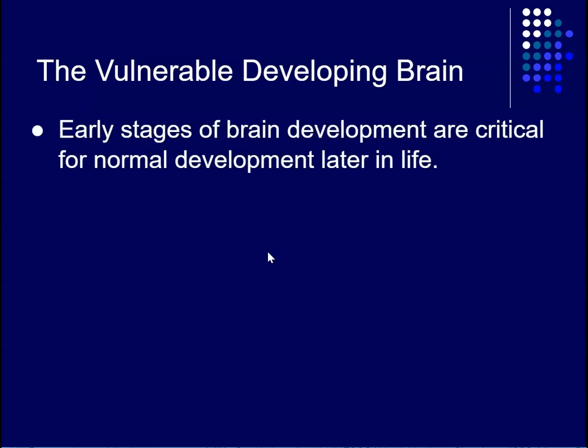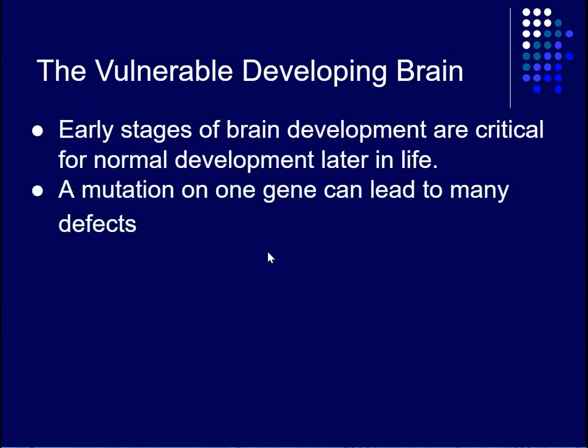Because there are a variety of chemicals that are so important to ensuring normal development of the brain, changes or perturbations in the chemical environment early on in development can have dramatic and negative long-term effects. These early stages of brain development are critical for normal development later in life. So mutations in one gene can lead to many defects if that gene is crucial for helping form the basic body plan.